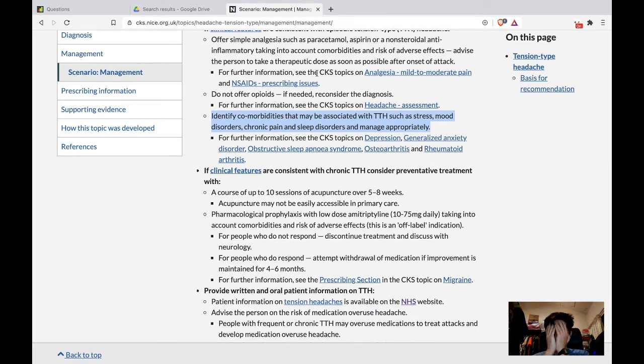So tension type headache, give simple analgesics, paracetamol, aspirin, or NSAIDs. If this is the chronic type, you might want to consider acupuncture or amitriptyline. And you want to treat comorbidities that may be associated with tension type headache, such as stress, either physical or psychological, mood disorders, chronic pain disorders, or sleep disorders. Stress, mood, sleep, chronic pain. Okay, so that's the management for tension type headache.